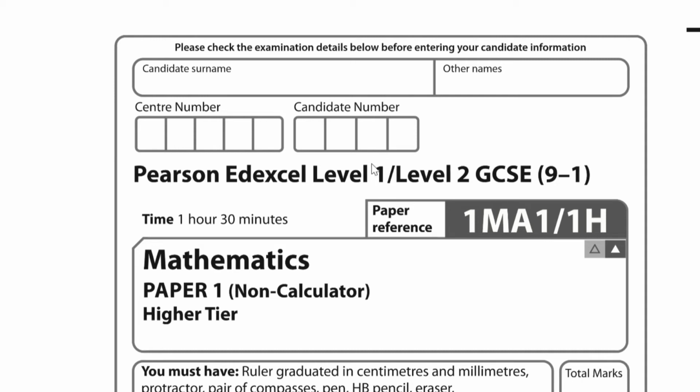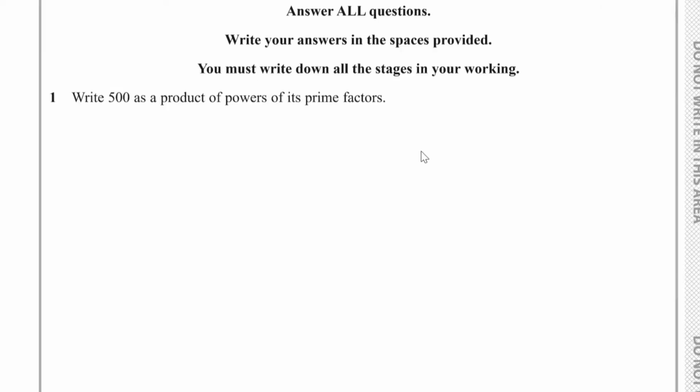This is the Edexcel GCSE 9 to 1 Maths Higher Paper 1 from the November 2022 series, and this paper is a non-calculator paper. Question number 1. We have to write 500 as a product of powers of its prime factors.